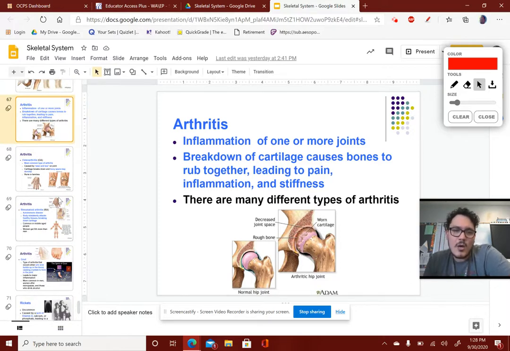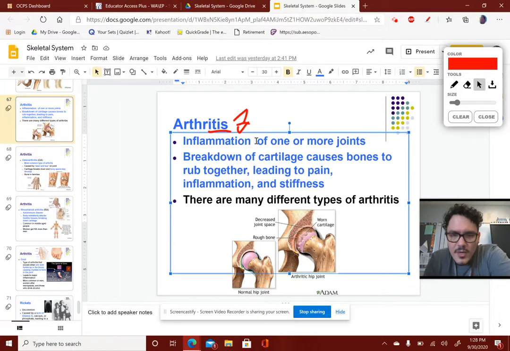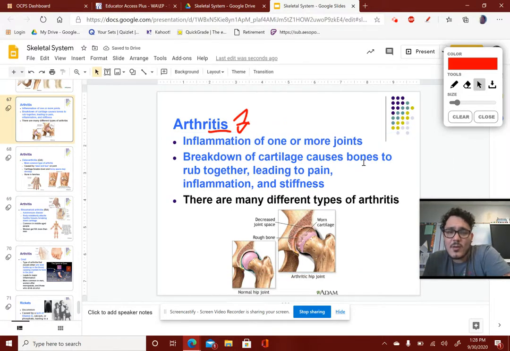Arthritis. Arthritis is going to be inflammation of one or more joints. Remember the suffix itis, you may have seen that from our integumentary system content, but arthritis is referring to inflammation. So it's inflammation of one or more joints. Breakdown of cartilage can cause the bones to rub together, which leads to pain, inflammation, and stiffness. There are many different types of arthritis, but we're going to be learning 3.